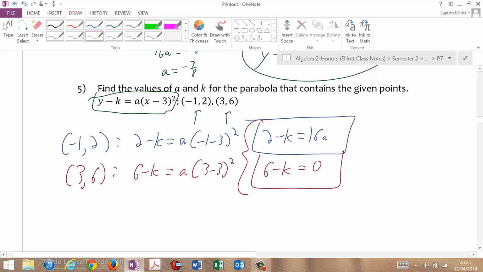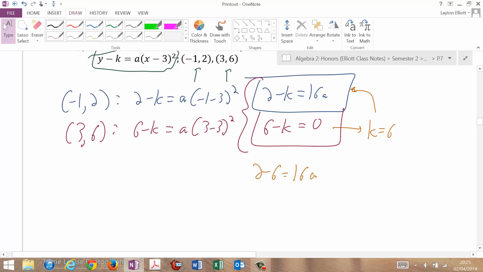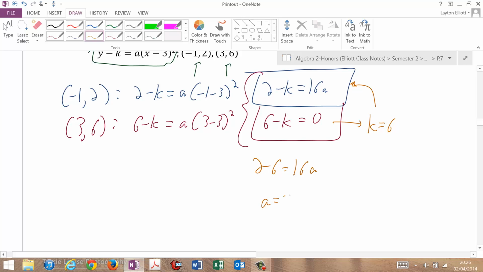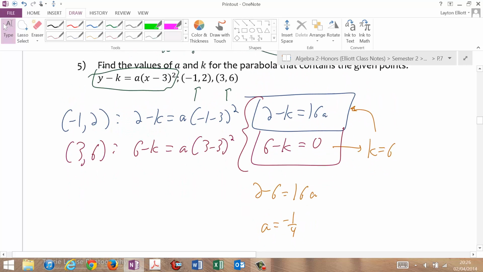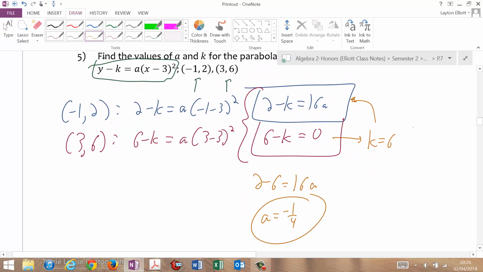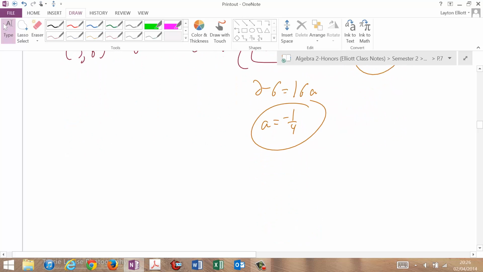Well, if I look at the second equation, it's already really solved. K would be 6, and plug it right back in up here. 2 minus 6 is equal to 16a, or a is equal to negative 1/4. And since the question just asked for a and k, we can give it to them right there. We're going to skip ahead.